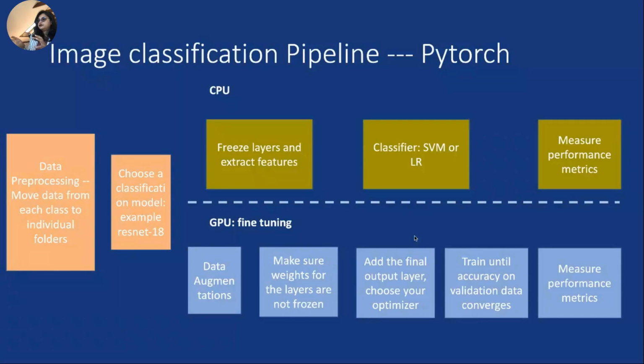In fine tuning, you have to make sure the layers are not frozen, and then add the final output layer, which could be a softmax or a linear layer. Choose your optimizer, which could be SGD or Adam. It's a good idea to play with these parameters. Train until accuracy on validation data converges, and then finally measure your performance metrics.